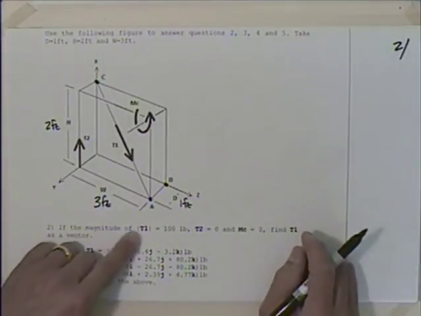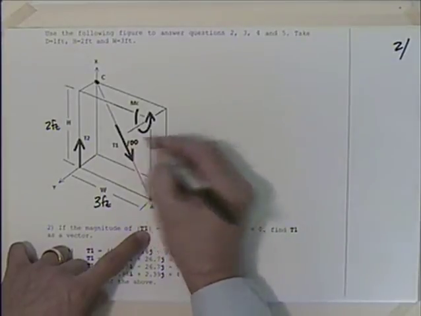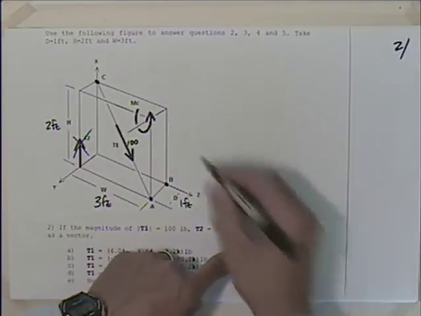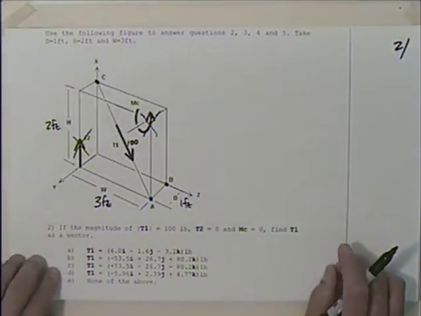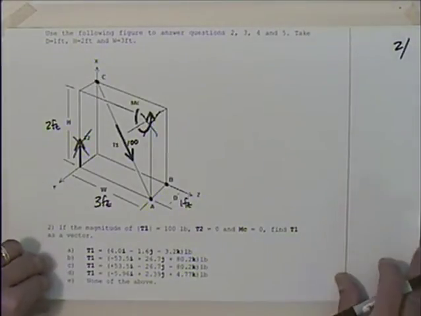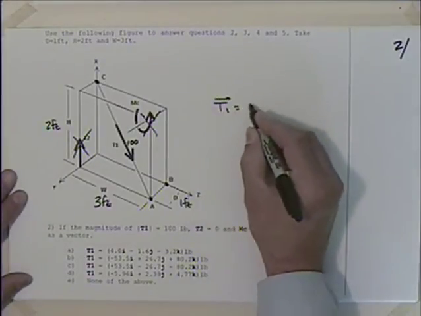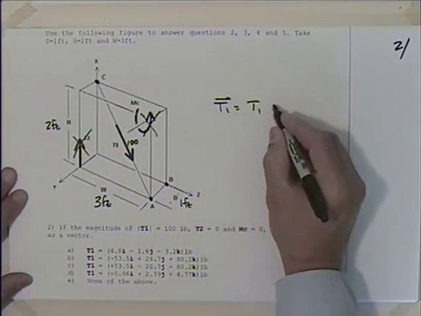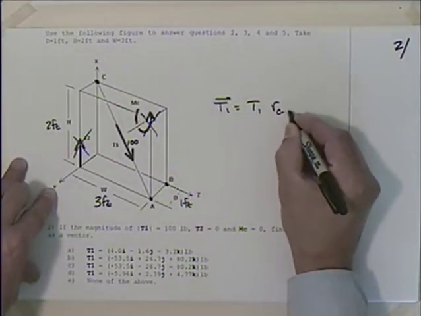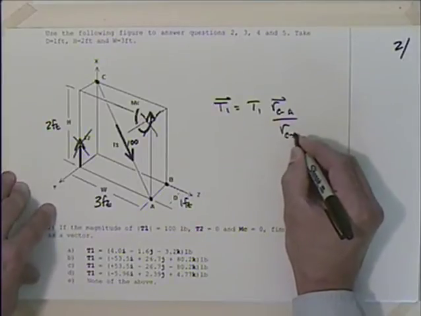And then we're told the magnitude of T1 is equal to 100 pounds, T2 is equal to 0, so that really doesn't even exist, and the moment is equal to 0, that doesn't exist. We would like to find T1 as a vector. So we know that we could express T1 as a vector as its magnitude times the position vector that's represented by it. Well, that would be from C to A, right? R from C to A, divided by the magnitude of said position vector.